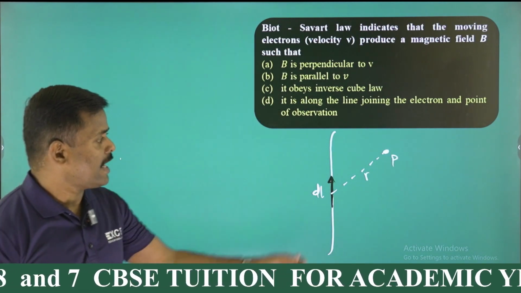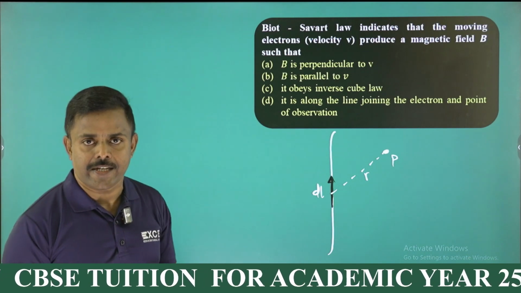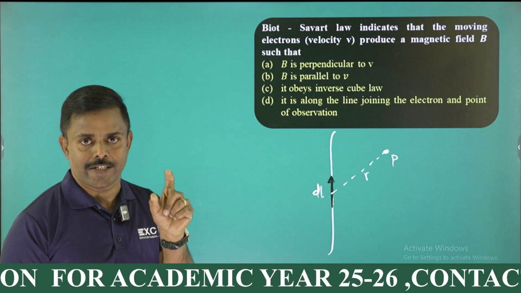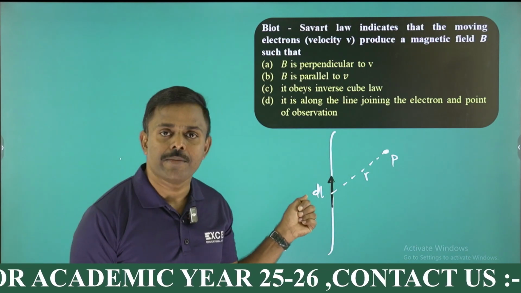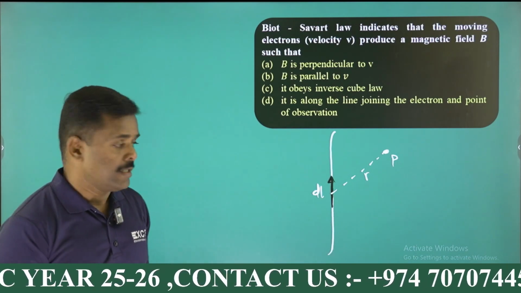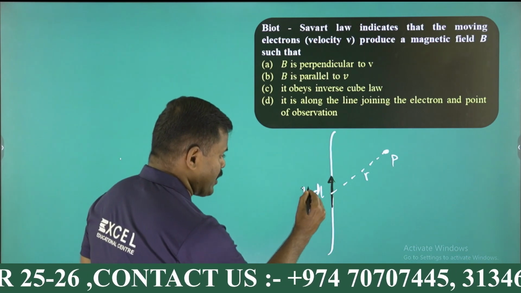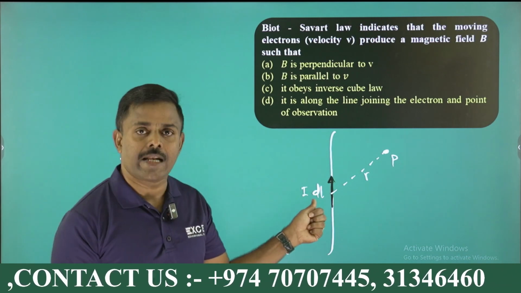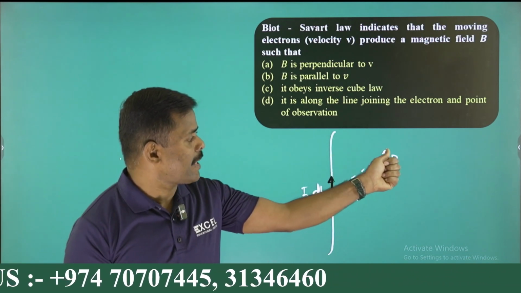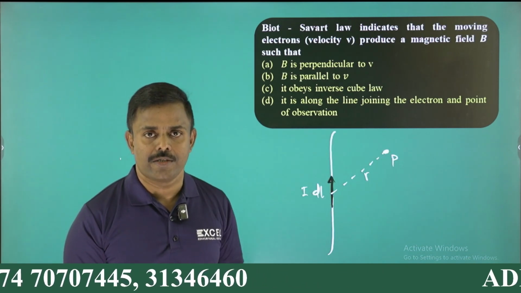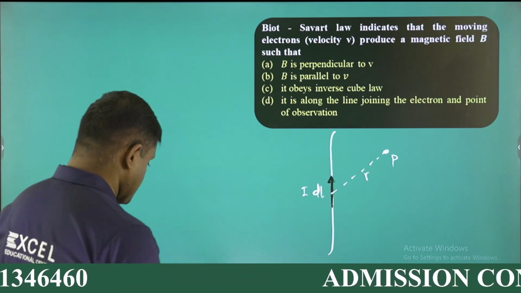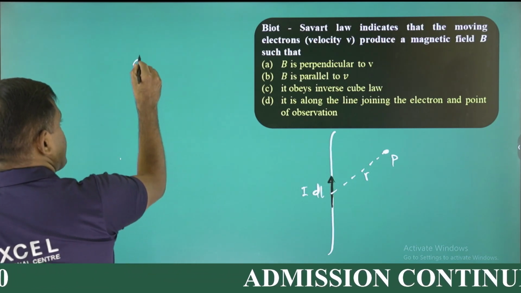I repeat, we have a long conductor carrying a current and there is a segment on the conductor which we call dl. dl is a tiny segment which can be called an element. Now if I put an I in front of it, that makes it a current element. This current element produces a magnetic field right at this location. What is the equation for the magnetic field at that location? It is given by Biot-Savart law.